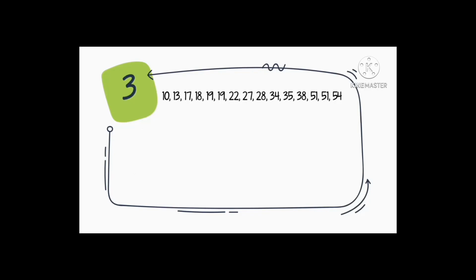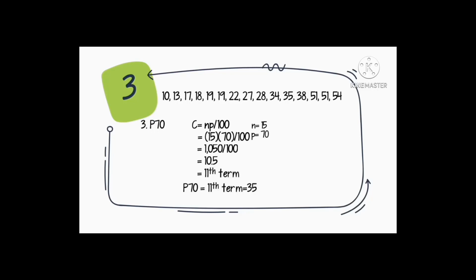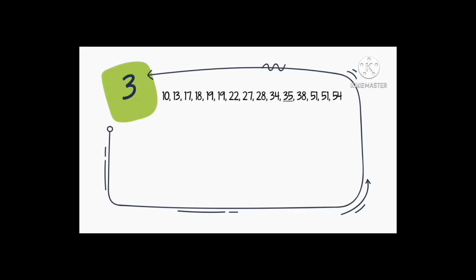The 3rd one is finding the 70th percentile in our set of scores. The formula in finding the percentile is C equals to n times P over 100. We will substitute the values of n, which is 15, and the percentile, which is 70. 15 times 70 is equals to 1050. 1050 divided by 100 is equals to 10.5. We will round off the 10.5 and the final answer will be 11. So the 70th percentile in our set of scores is the 11th term, and the 11th term is 35.